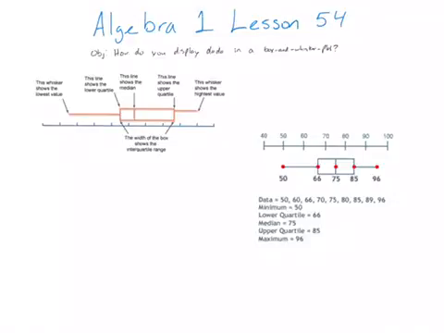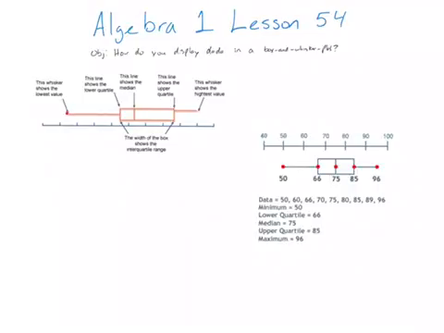Hello Algebra 1 students, this is lesson 54. Our objective is how do you display data in a box and whisker plot. So first of all, let's talk about what a box and whisker plot is. This orange thing right here is an example of a box and whisker plot. Notice there's a box and two whiskers, thus a box and whisker plot.